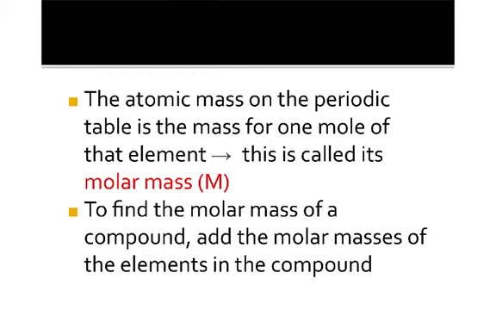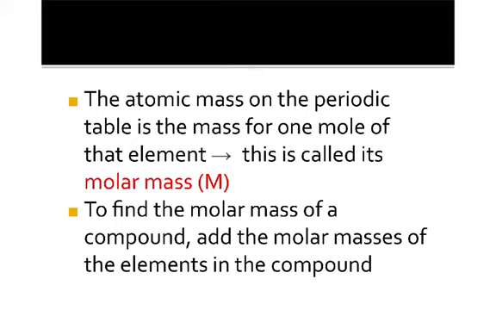The atomic mass on the periodic table is actually the mass for 1 mole of an element. So we actually call those values molar masses, and the symbol we use is capital M. So if we're looking at our periodic table, and let's do an example. Let's say, for instance, if you had 1 mole of boron, if you go to the periodic table and look at the atomic mass, it's 10.811. That's the mass of 1 mole of boron. It would have a mass of 10.811.